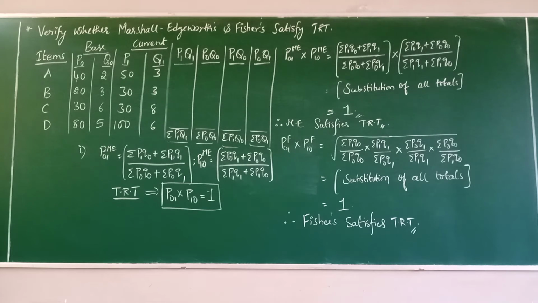Now let us see in the same problem how Fisher's satisfies FRT, the factor reversal test. Time reversal means the time points are interchanged. Factor reversal means time should not be interchanged; instead you interchange the factors, so price into quantity should equal the value index number V01. So let us see that problem now.